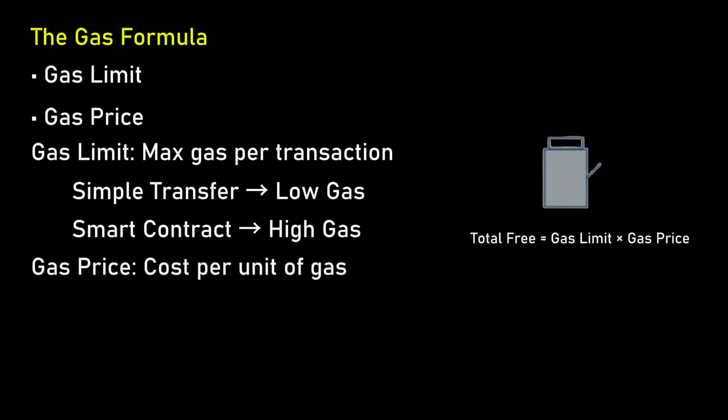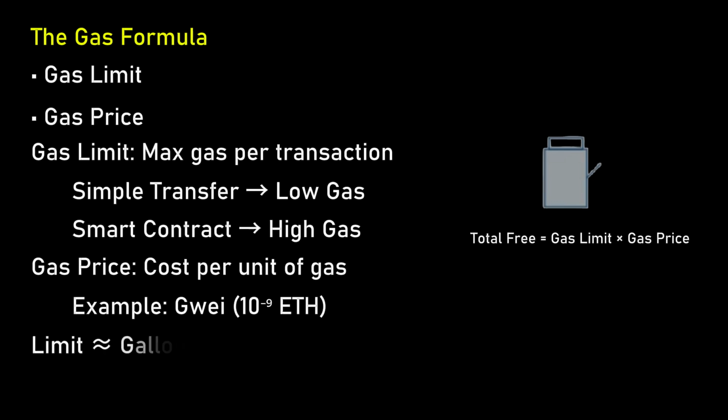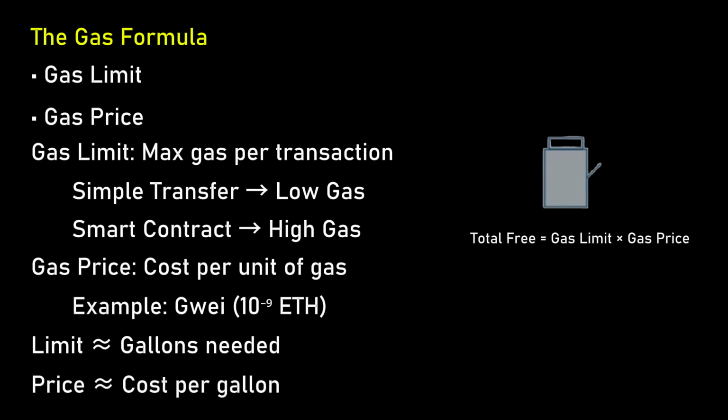The gas price is the cost per unit of gas, usually measured in small fractions of the native currency, like Gwei for Ethereum. Think of the gas limit as the number of gallons your car needs, and the gas price as the price per gallon at the station.